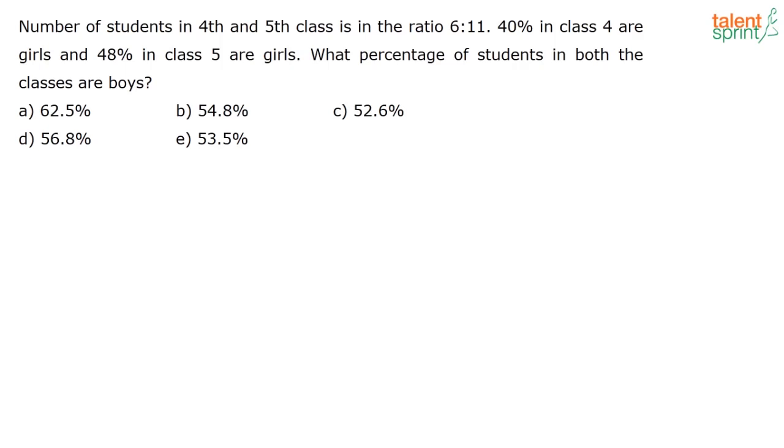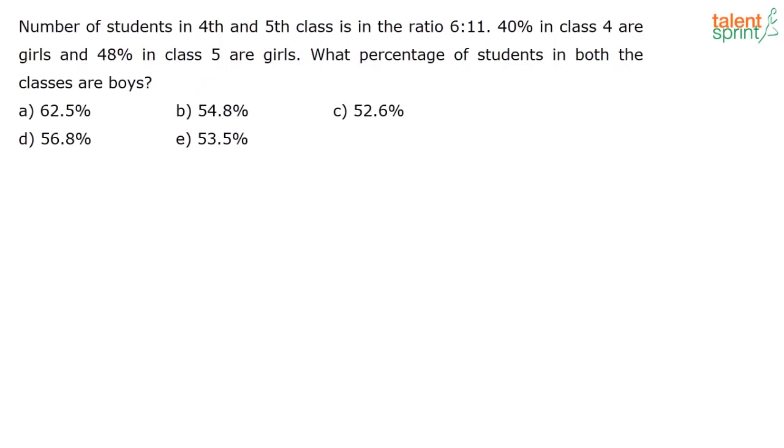The next question is there on your screens. Number of students in 4th and 5th class is in the ratio 6:11. 40% in class 4 are girls and 48% in class 5 are girls. What percentage of students in both classes are boys? Solve this question and give me the answer.